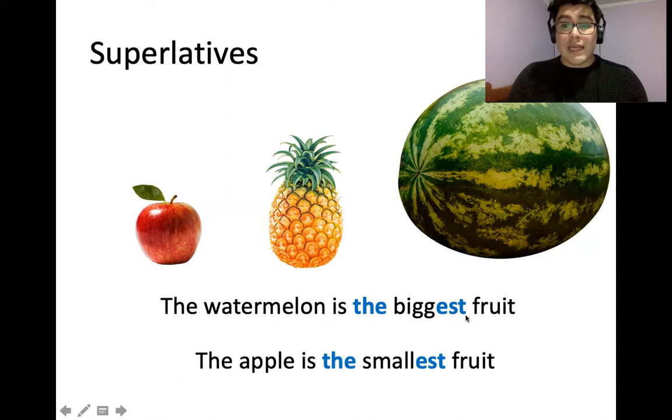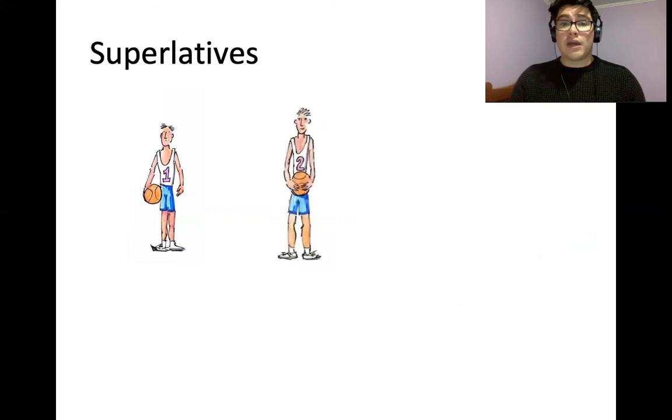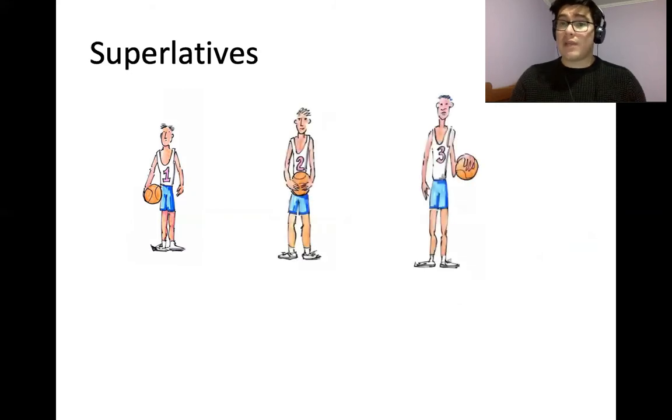Now, attention. We use EST with short adjectives. Big and small are short adjectives. Let's see a different example. Here I have player number 1, here I have player number 2, here I have player number 3. We have three basketball players. I can say that basketball player number 3 is bigger than 2, or that 2 is bigger than 1.